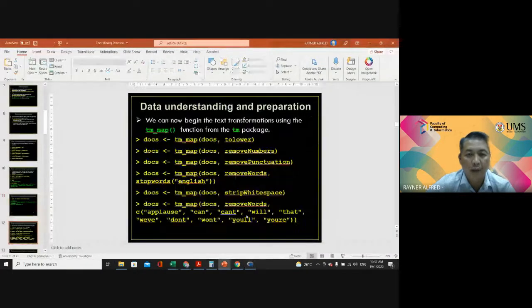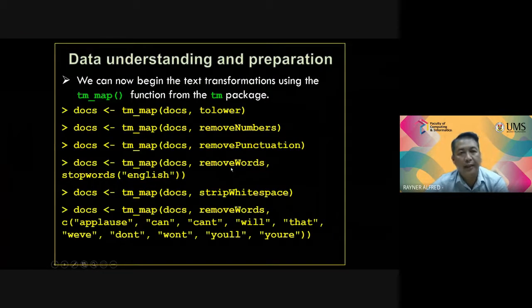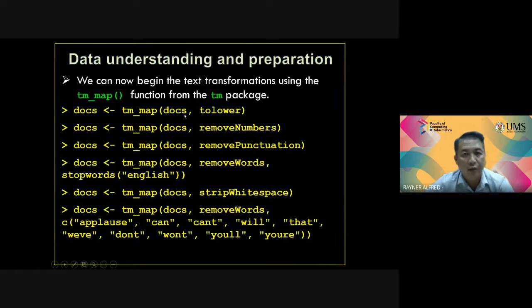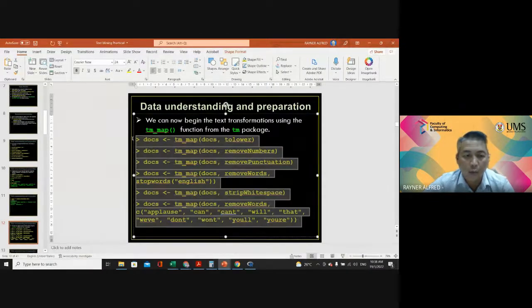Remember just now when I said we need to do some data cleaning. So basically we get all the documents and then we change to lowercase. We remove the numbers, remove punctuation, and remove the words that are English stop words. We strip the white spaces, we remove all these words and so on. So basically, we will perform all this one by one.